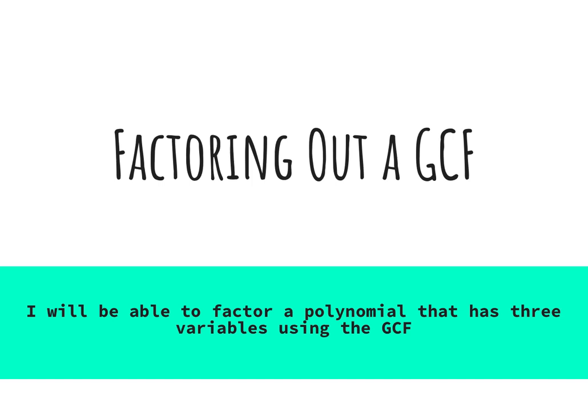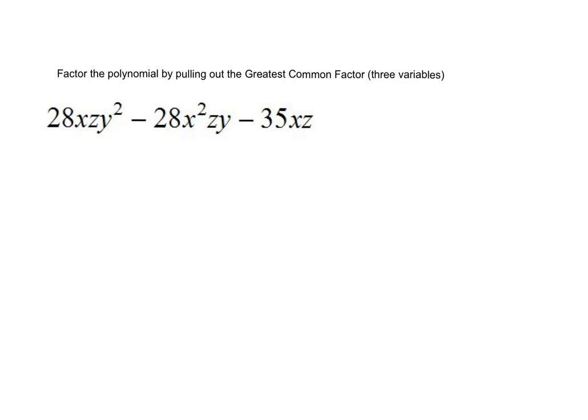Factoring out a GCF. After watching this video, I will be able to factor a polynomial that has 3 variables using the GCF. So I can factor out another polynomial, and I'm just going to deal with the numbers first. So I have 28 and 35 that I have to try and find a common GCF, and that would be the number 7.